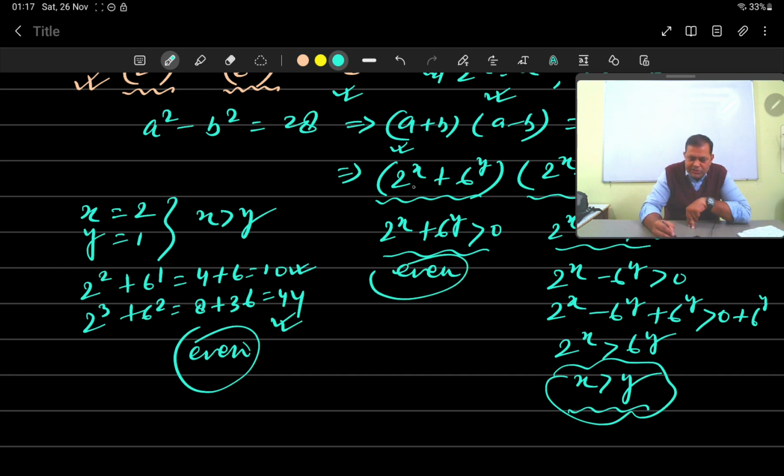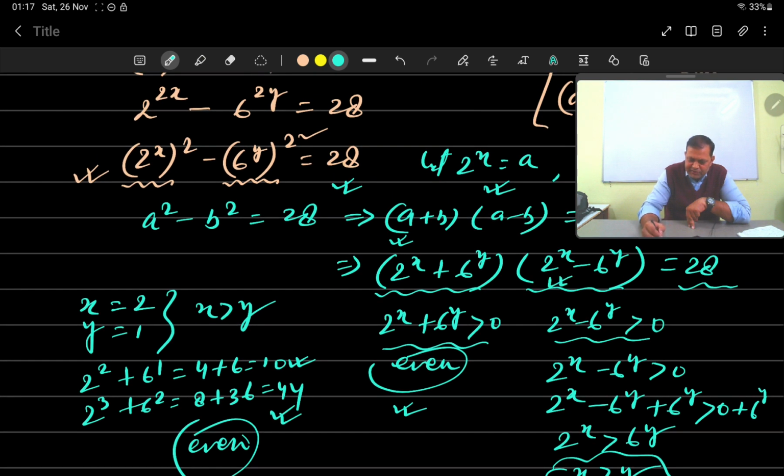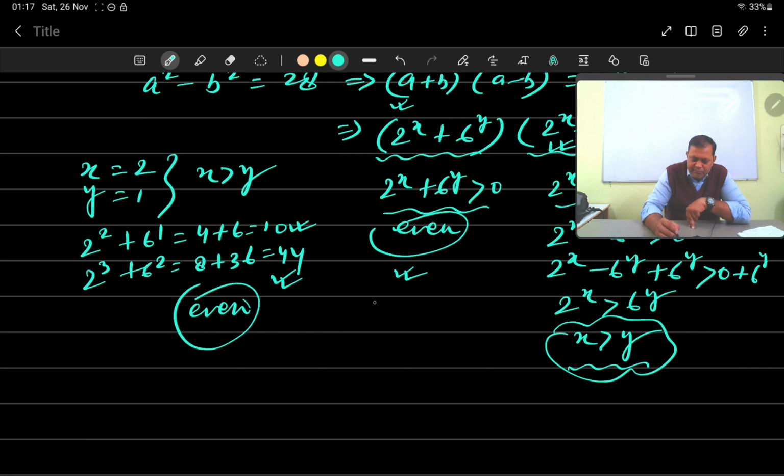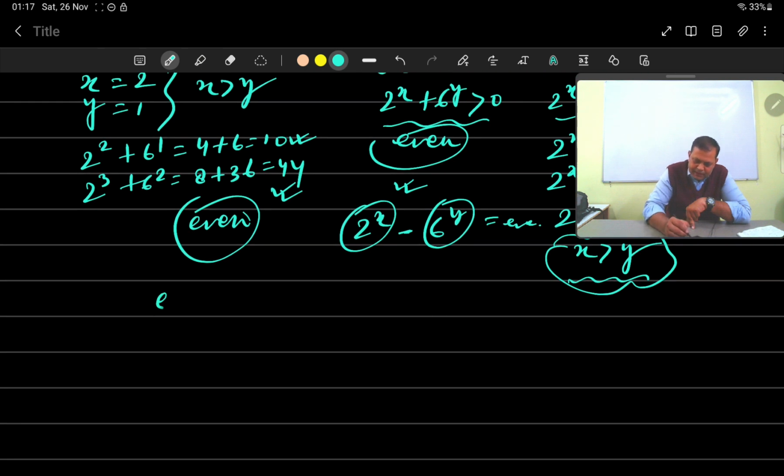If you add two even numbers, you will get an even number. And if you subtract two even numbers, you will also get an even number. Because 2 to the power x is even and 6 to the power y is even, if you subtract these two numbers, you will get even. This means even times even will equal 28, and this is even.